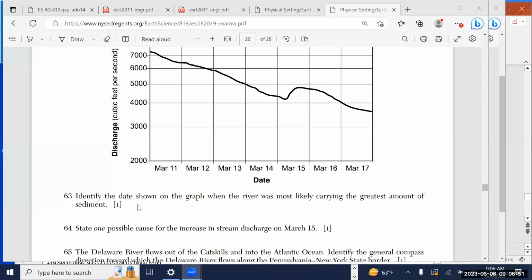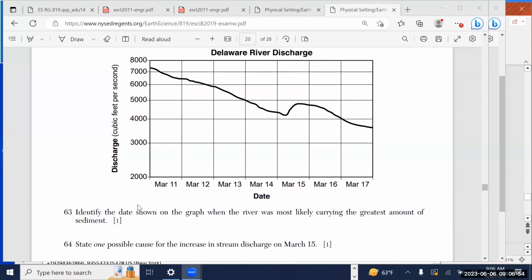All right. So identify the date shown on the graph where the river was most likely carrying the greatest amount of sediment. So here is the relationship. If you have more discharge, then that means the amount of sediment that you can carry also increases as well. If you have more discharge, that means the greatest amount of sediment that you can carry increases.